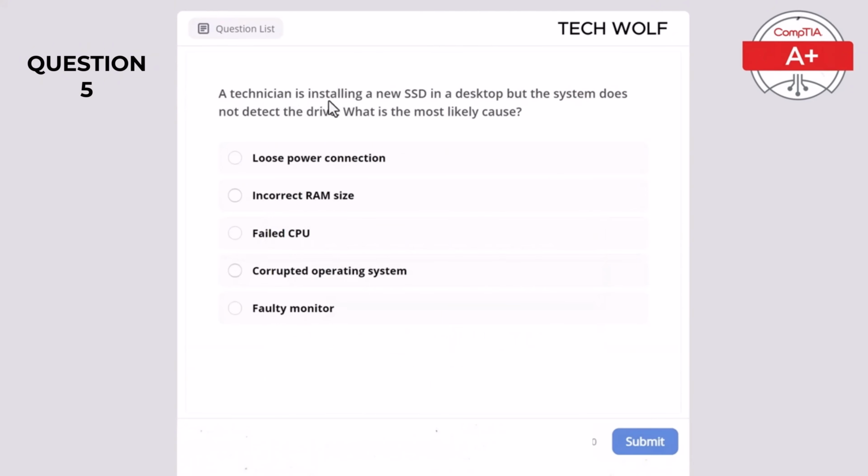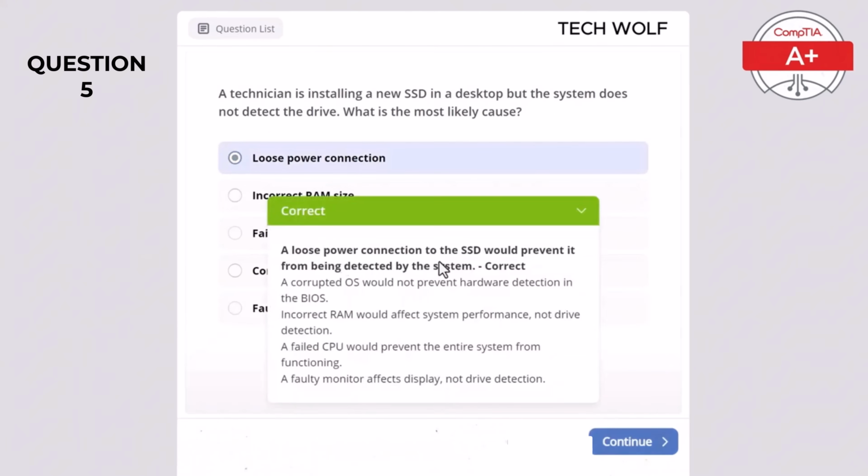A technician is installing a new SSD in a desktop, but the system does not detect the drive. What is the most likely cause? Loose power connection, incorrect RAM size, failed CPU, corrupted operating system, or faulty monitor. The correct answer here is loose power connection. A loose power connection to the SSD would prevent it from being detected by the system.